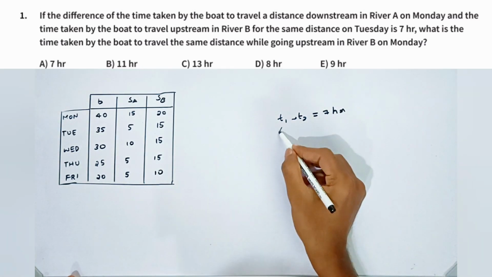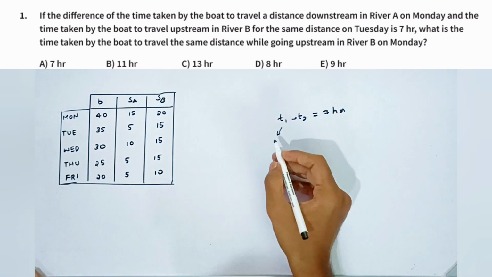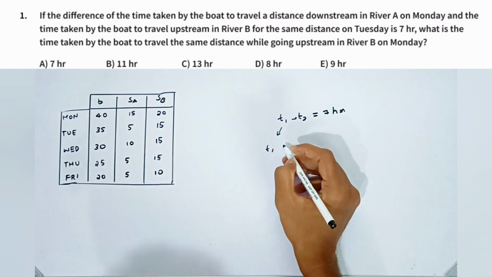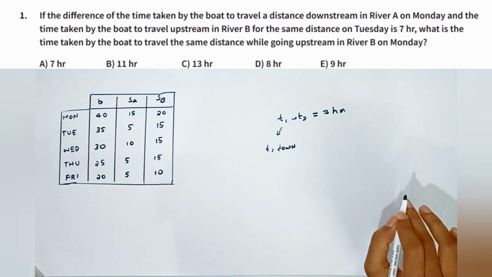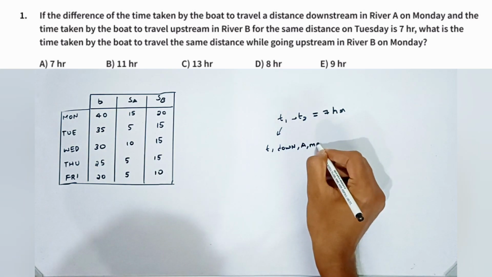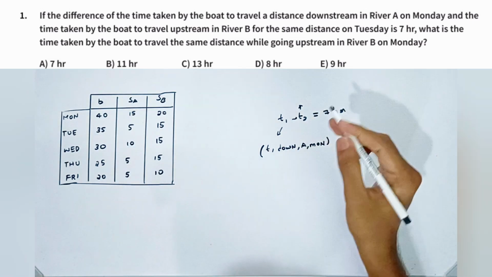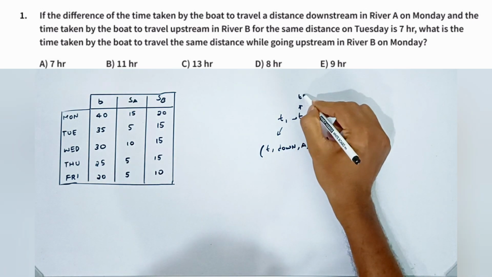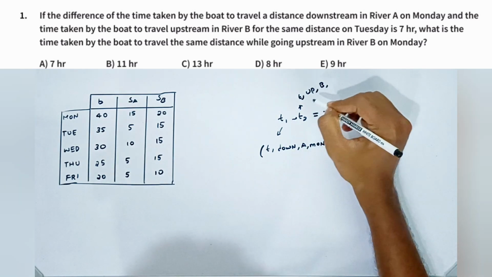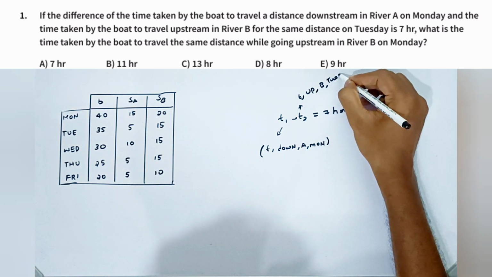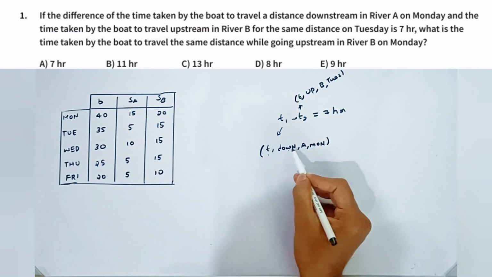T1 is nothing but the time taken by the boat to travel a distance downstream, which I am writing as downstream, on river A on Monday. This is the first statement. T2 is nothing but the time taken by the boat to travel upstream, which I am writing as up, in river B on Tuesday. I hope you got this. Let's calculate T1. T1 is the time taken downstream, river A, Monday.